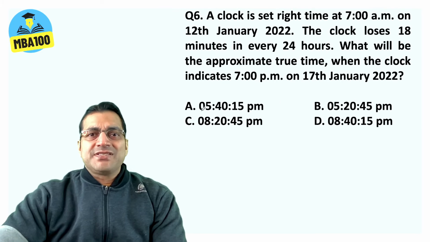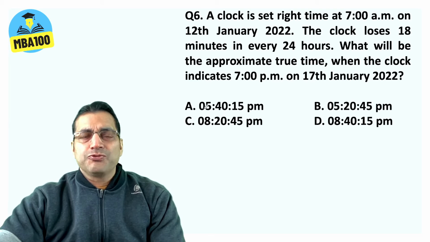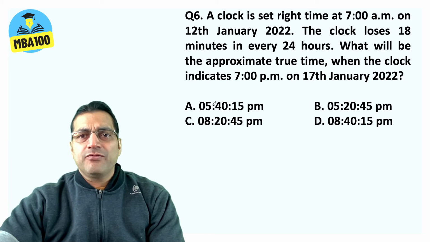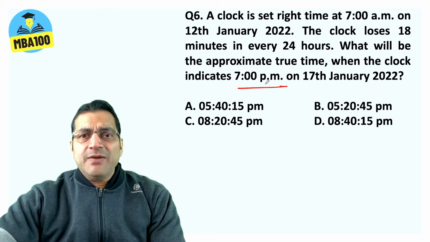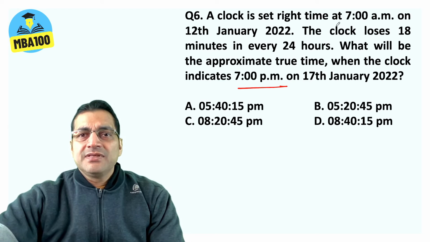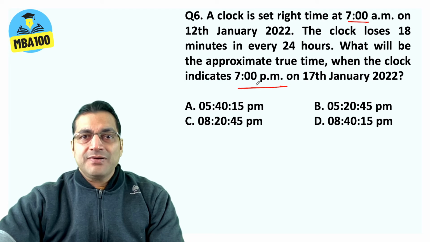Now this one, question number 6. A clock is set right at 7 a.m. on 12th January 2022. It loses 18 minutes in every 24 hours. And ultimately we have to get the time at 7 p.m. on 17th January 2022. So from 12th January 7 a.m. to 17th January 7 p.m. But then this watch is not right. It's slow.